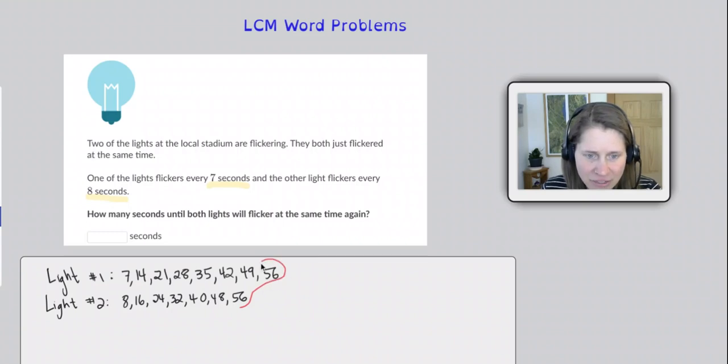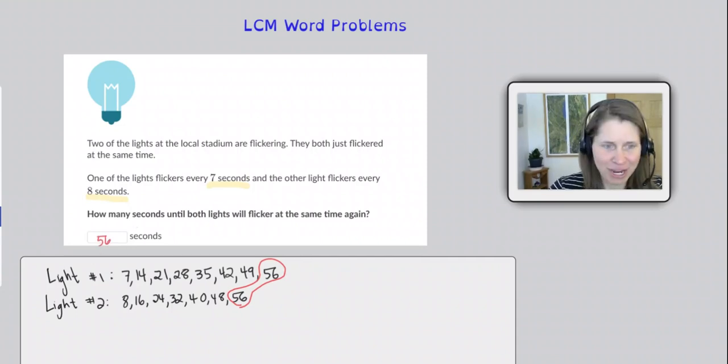So that is your least common multiple. That's when they're going to flicker simultaneously. And so our answer is 56. All right, nice job, 56 seconds. Great.